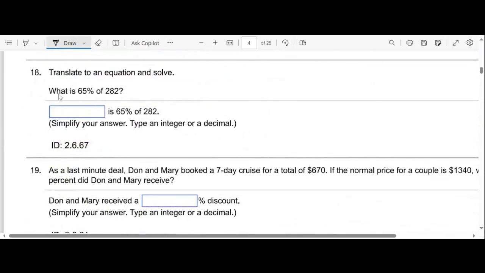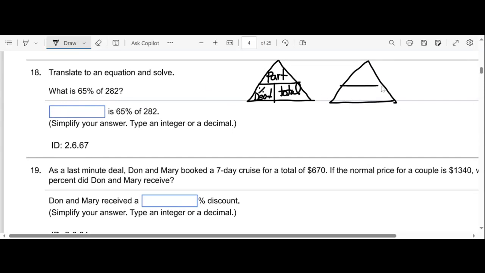Number 18. What is... Okay, do you remember this? We did this before. The triangle. We used to put the part here, and here what? Total, and here what? Percent in decimal, right? So I'll just make that triangle here. What is 60% of 282? 282. 60. So this is what? 0.6.